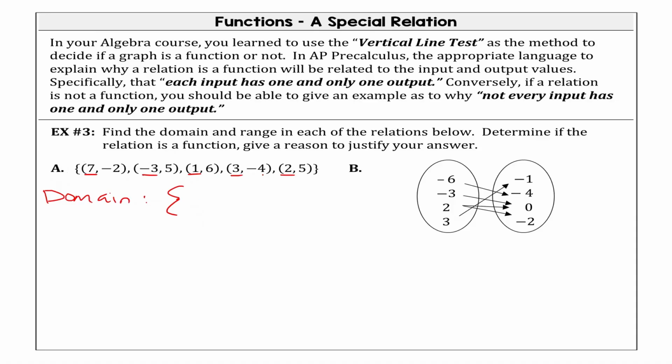All right, what is my smallest value of my domain? What's my smallest value? -3, then, and then 2. And that's my domain, correct?